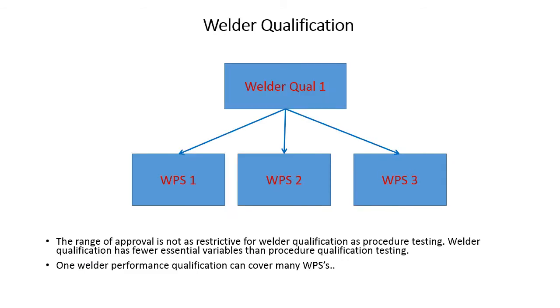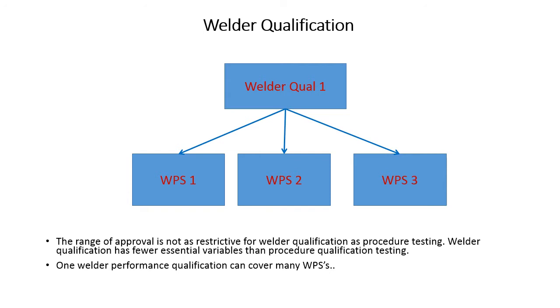Welder Qualification. The range of approval is not as restrictive for welder qualification as it is for procedure testing. Welder qualification has fewer essential variables than procedure qualification testing. One welder performance qualification can cover many WPSs. You're asking, how can this be? Shouldn't a welder have to qualify for each WPS? No, he does not. As long as he meets a certain number of essential variables, he's good to go on that.